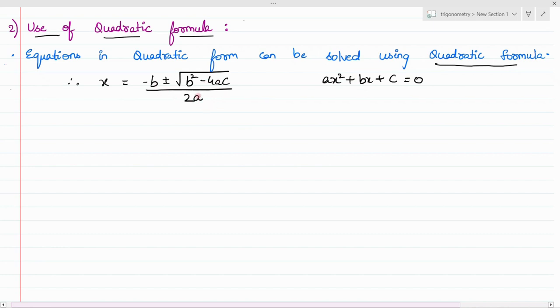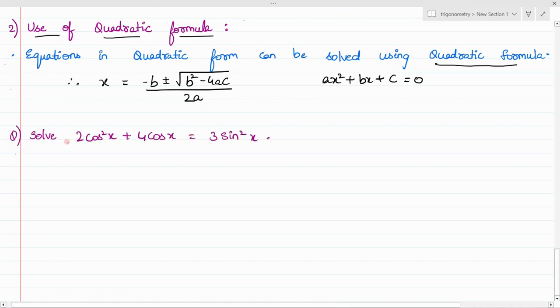So in a few equations, it might be easier if you apply the splitting method. But in a few equations, if there is nothing to split, then you can use this quadratic formula. So let's see a few examples.